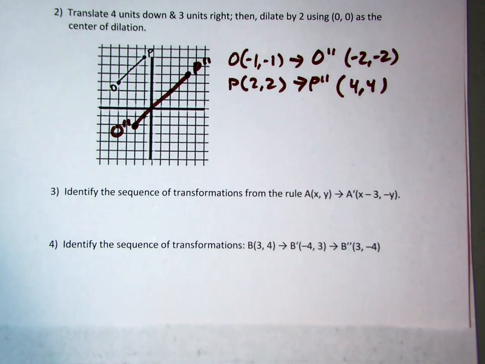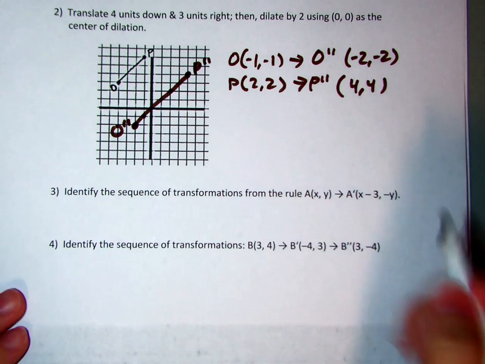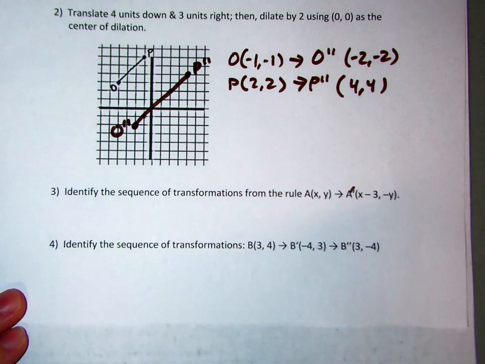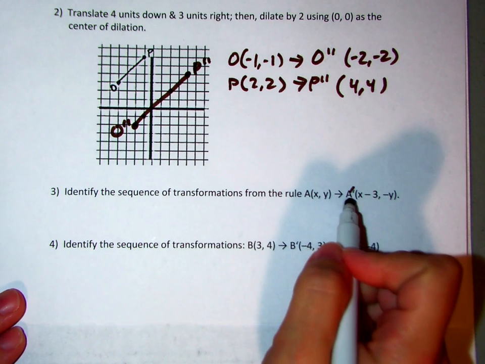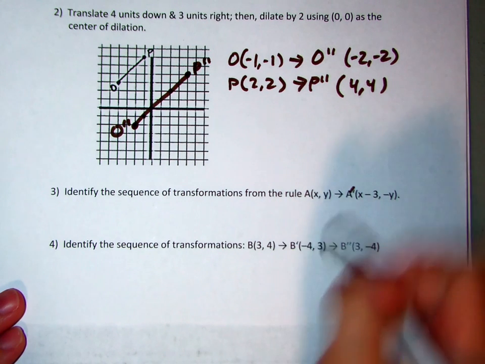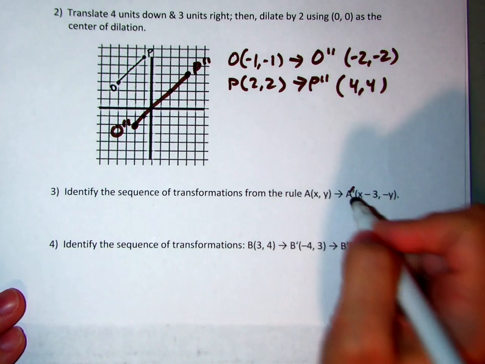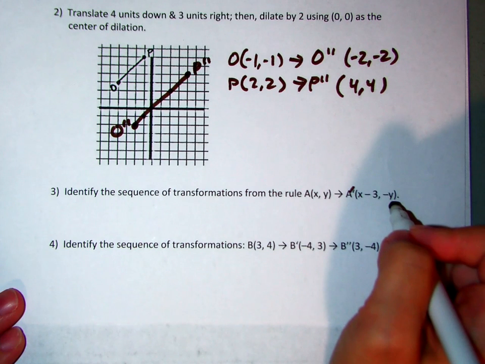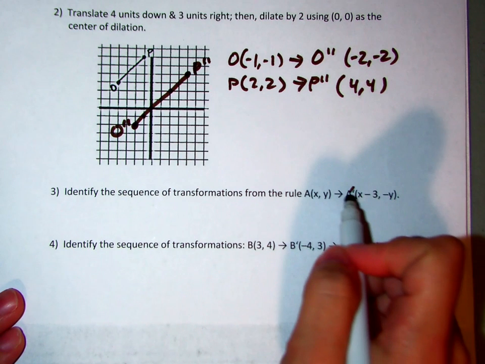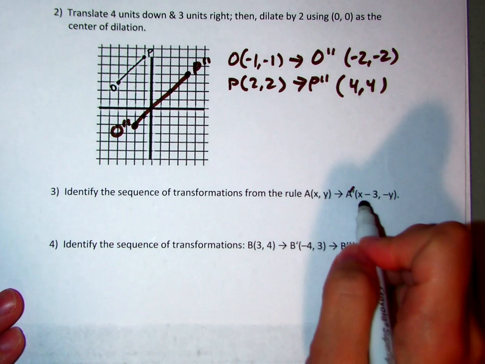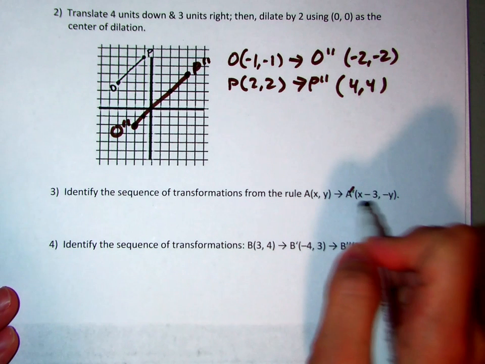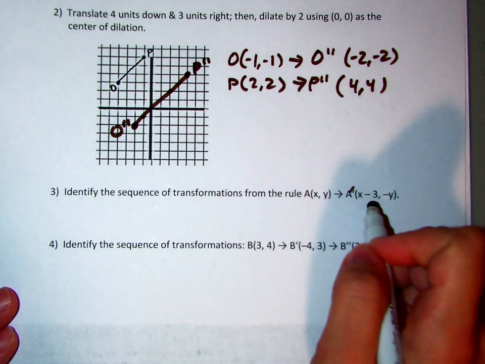In number 3, it says identify the sequence of transformations using this rule. We can see here, there should actually be 2 primes there, sorry about that. In other words, if I'd remembered to have written it in, that means there would have been 2 transformations here. Usually you want to look at the number of primes just to give you an idea of how many transformations have occurred. Let's look at this. We know that anytime we add or subtract something to a letter, it's going to be a translation. So a translation has definitely occurred.